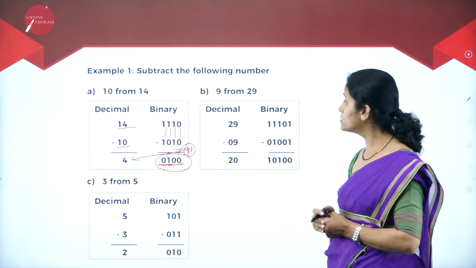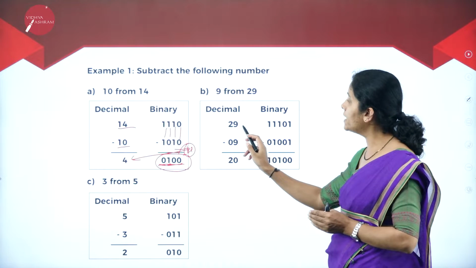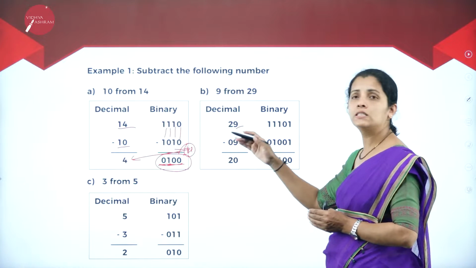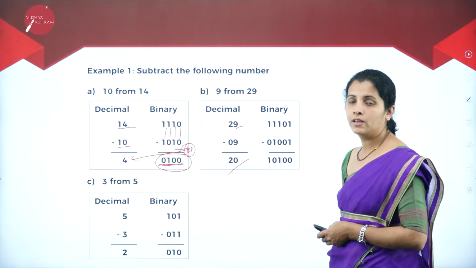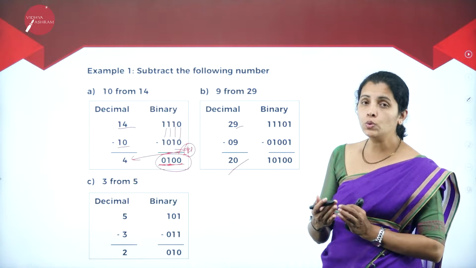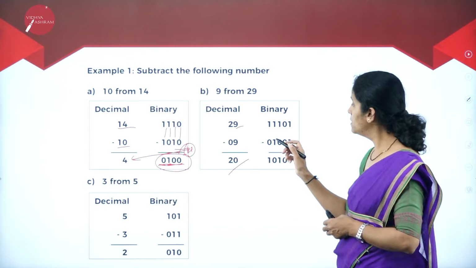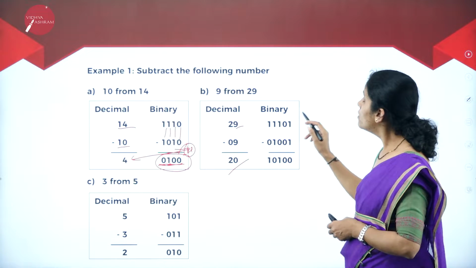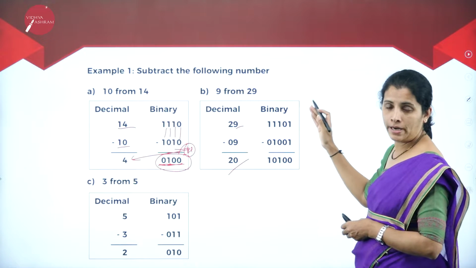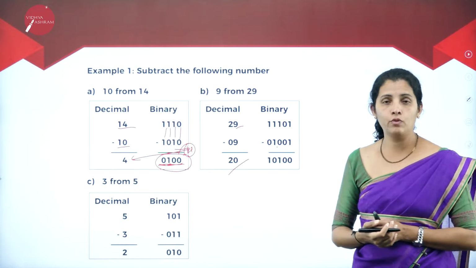Now, let me take another example, that is 9 from 29. That means I want to subtract 9 from 29. So I'll write 29 minus 9, and I want to get the result 20. Before that, I want to convert these decimal numbers to binary, so I'll write the conversion. This is a 5-bit binary number, and here I'm having only 4 bits.